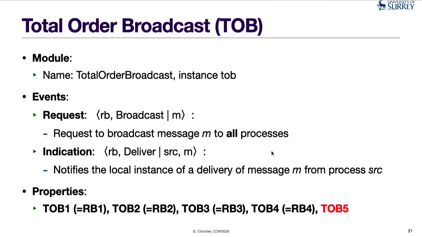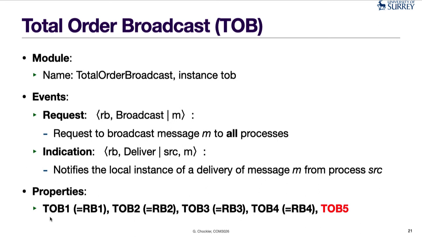So let's now discuss total order broadcast more precisely. We have a module called total order broadcast, and its instance is TOB. And we have the 2 types of events that you're already familiar with from the discussion of reliable broadcast or causal and FIFO broadcast, which are a broadcast request to send the message M to all processes, and the indication event deliver, which notifies the local instance of a delivery of message M from process SRC.